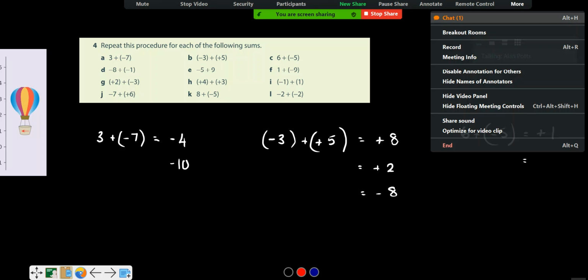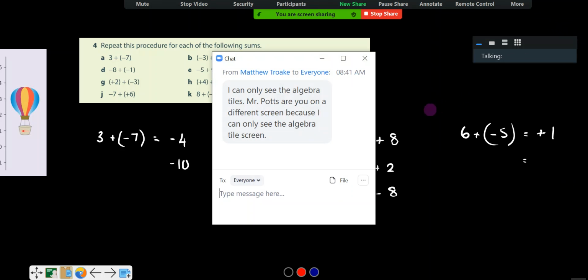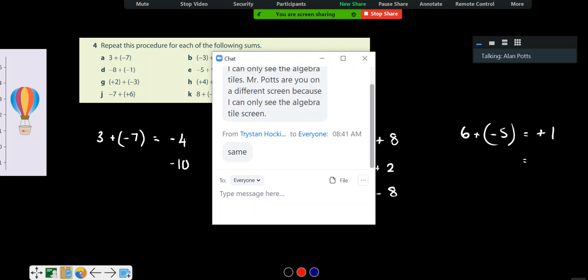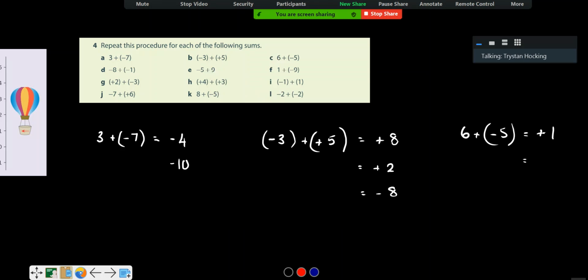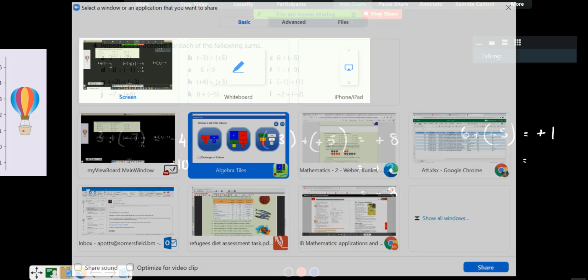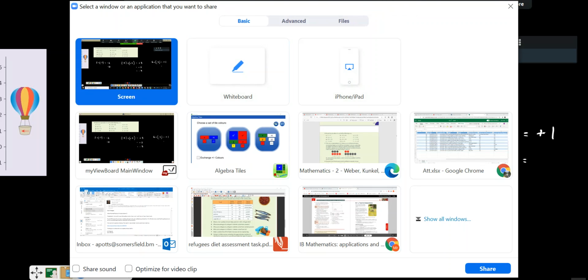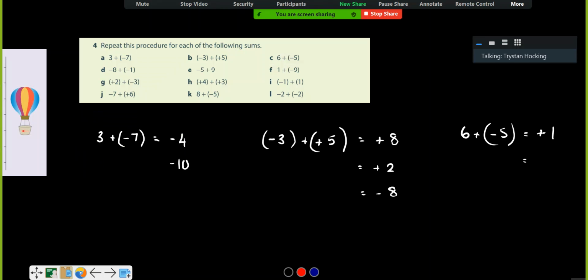Is there a chat? Let's have a look at chat. I can only see the algebra. Oh, have I not changed my screen, guys? No. Yeah, I have the same problem myself. Oh, you should have said. Sorry, I thought you were. So you see what I see now? Yeah, sorry, I was on the wrong thing.